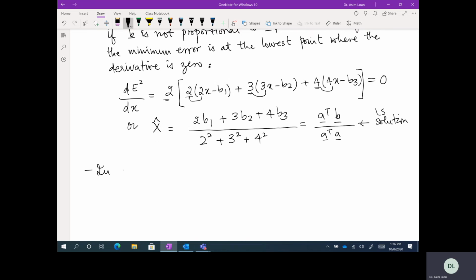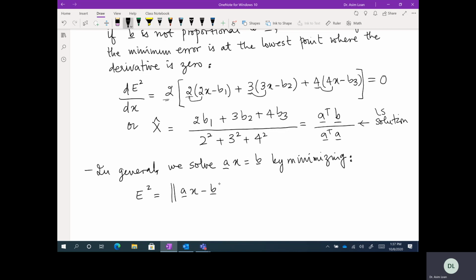So in general, we solve Ax equals b by minimizing E squared, which is the norm of Ax minus b squared, equal to (a1x minus b1) squared plus (a2x minus b2) squared plus, up to (amx minus bm) squared.